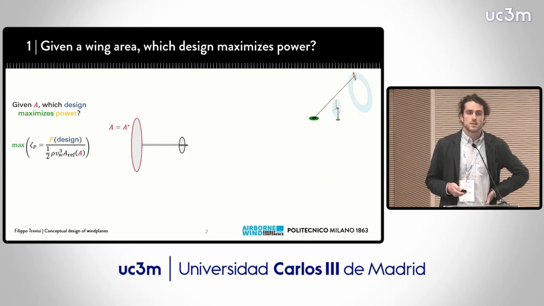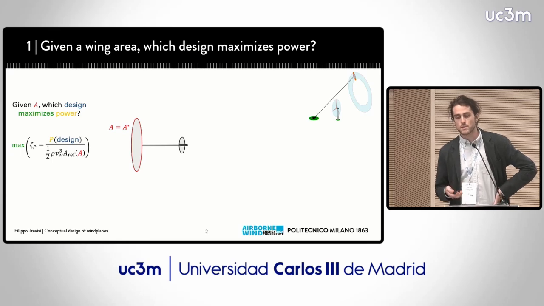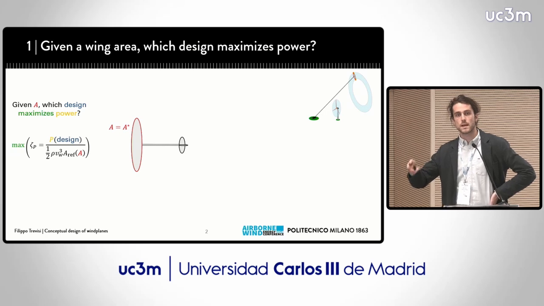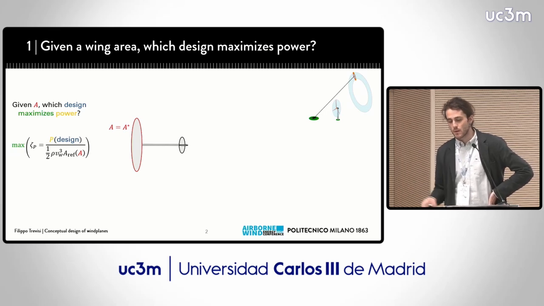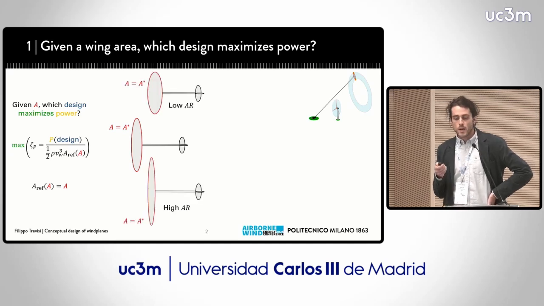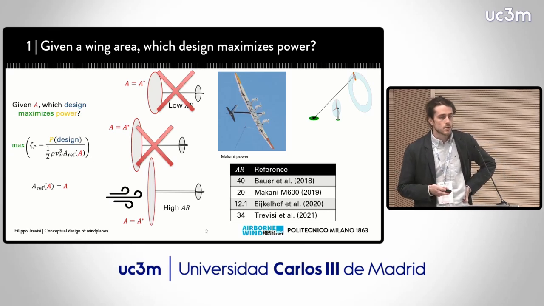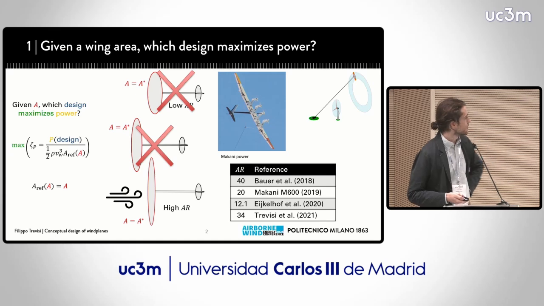Let's go to a question similar to my fundamental research question, which is: given a wing area, which design maximizes power? In mathematical terms this is again a maximization problem, with power at the numerator, which is a function of the design, divided by the wind power passing through a reference area. If we pick this reference area equal to the wing area, then we pose this question. Which one of the three planes should we pick? We can somehow understand that the one on the bottom with really high aspect ratio has low induced drag, so it is probably the one we will pick. And this fundamental question has led us to really high aspect ratio planes, as in the literature.